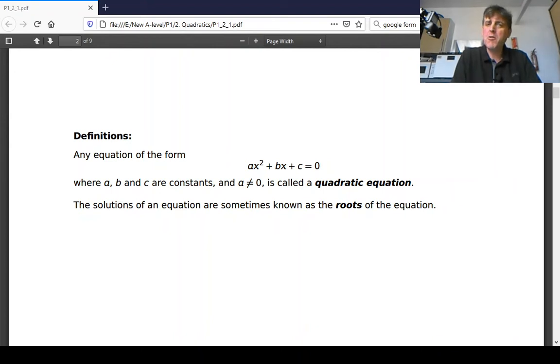Here's a word which you may or may not be familiar with. The solutions of any equation are sometimes known as the roots of the equation. So when we talk about finding the roots of the equation, we really just mean solving that equation.